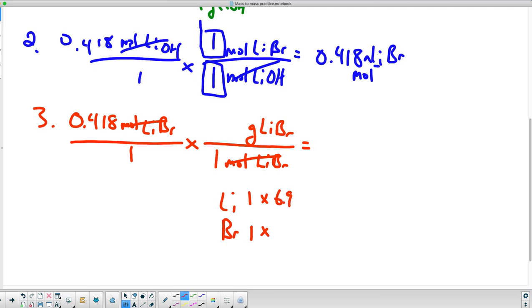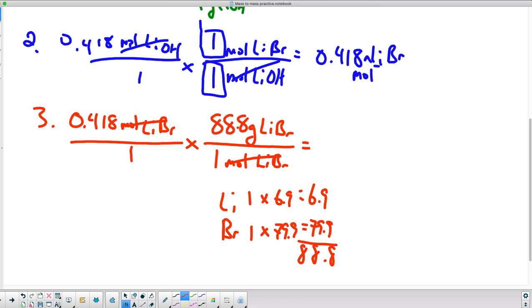This is 6.9, and I believe this one is 79.9. Although I just want to take a look and check, 79.904. So yes, that's correct. So I simply add them up then, like this, 6.9 plus 79.9. That's going to give me an 8 here, and that's going to be 88.8. Okay, that's what it looks like, 88.8 there.